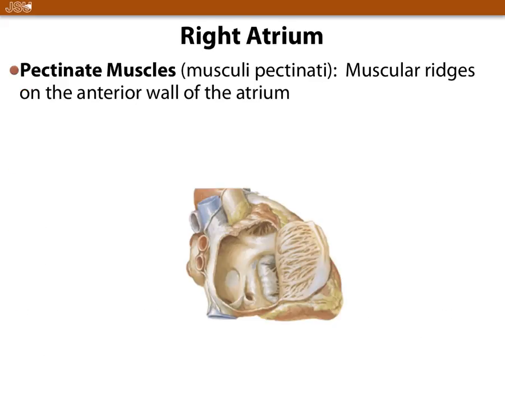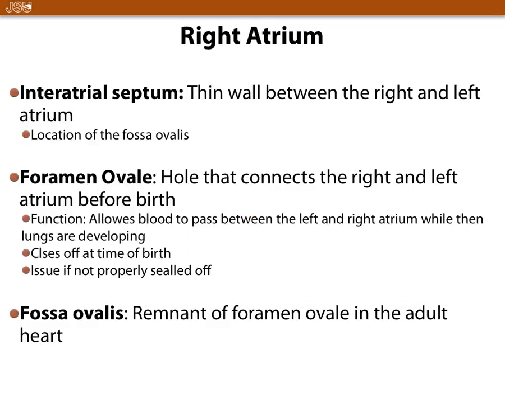Pectinate, these are just muscular ridges in the heart. What's the point here? In the right atrium, the interatrial septum, which is just a wall between the two atriums, or the atria, there is a large hole before birth, the foramen ovale. It allows a flow of blood between right and left atrium. This is before your lungs have developed. After you're born, your lungs are developed. This closes off and forms a fossa rather than a foramen.